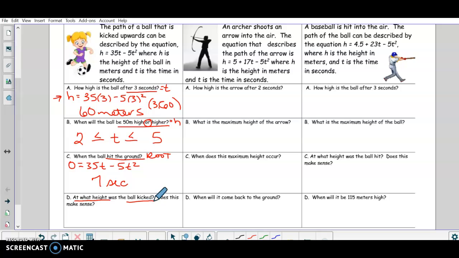At what height was the ball kicked? Well, again, there is no constant on this quadratic equation. So the ball was on the ground. Or we could even say it was at 0 meters on the ground. And would that make sense? Well, yes, because typically a ball is on the ground when you kick it. So I'm hoping that makes sense. I want to go through this second one with the archer for you, and then I'm going to have you try this last one. I'll put those answers in a Google form for you to respond to see how you did.